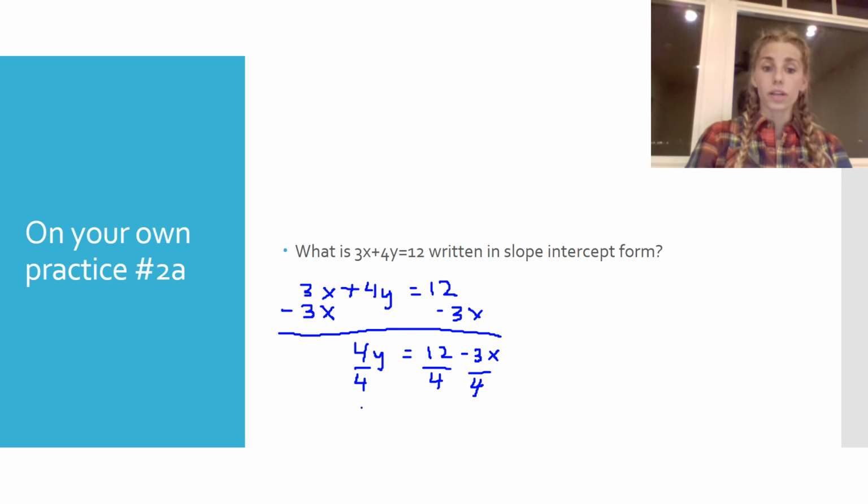4y divided by 4 gives you y. 12 divided by 4 gives you 3. And negative 3x divided by 4, we'll just leave it in fraction form, gives you negative 3/4 x. And that is your final answer.